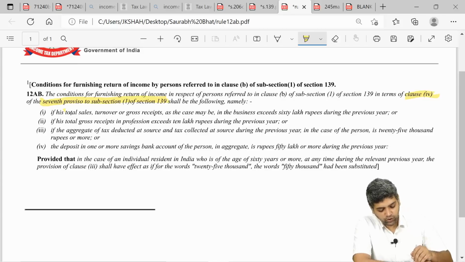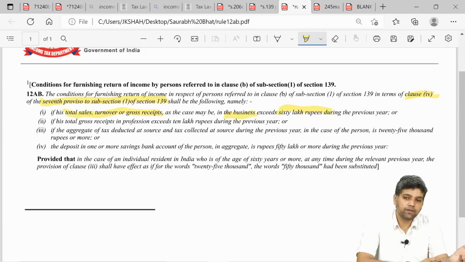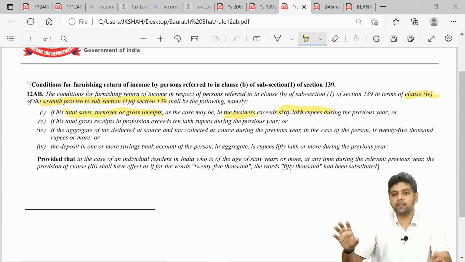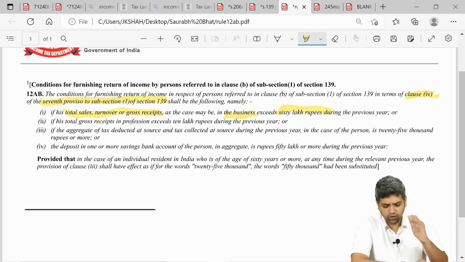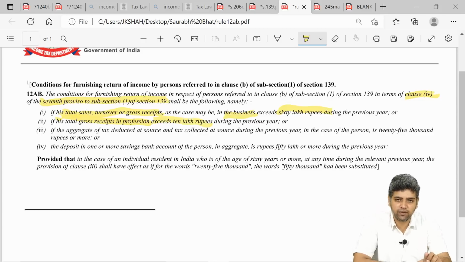First one is total sales turnover or gross receipt in business exceeds 60 lakh rupees. So Sudha is not conducting any business. Suppose she was conducting a business and her turnover exceeded 60 lakh rupees, she would be required to furnish return, notwithstanding the fact that her total income does not exceed basic exemption limit. But that's not happening, of course. Gross receipt in profession exceeds 10 lakh rupees during the previous year. Now that's also not happening. She is not conducting profession.